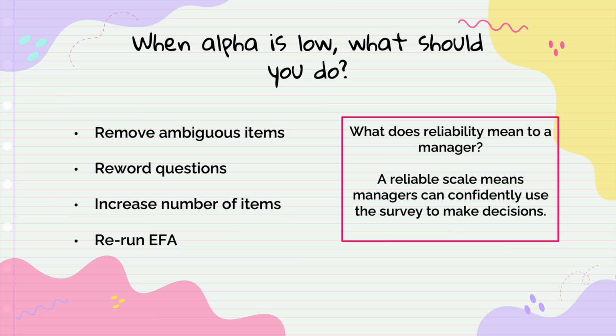When alpha is low, we have a few options. Remove ambiguous or confusing items, reword the questions, add more items, or rerun EFA to check the structure. And what does reliability mean to a manager? A reliable scale gives confidence that the survey results can be used for decision making.